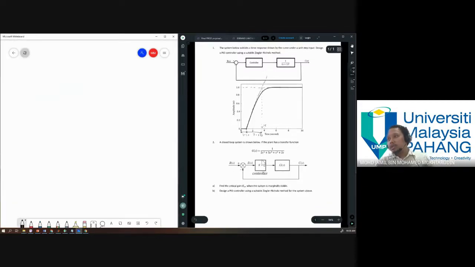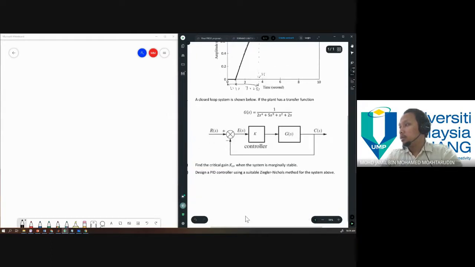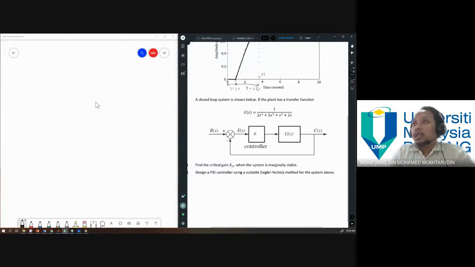Okay, so the second question is about Ziegler-Nichols second rules. A closed loop system is shown below. If the plant has the transfer function given here, the question asks you to find the critical gain KCR when the system is marginally stable. So you have a controller with gain K, and you need to find the critical gain KCR. First we find the closed loop transfer function.